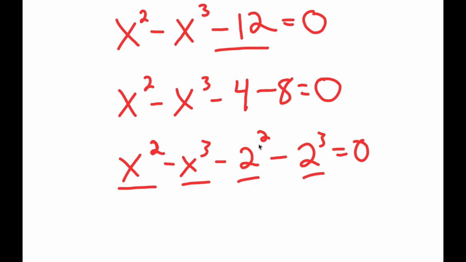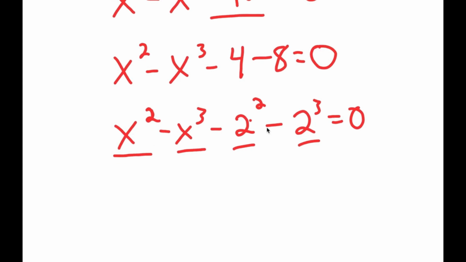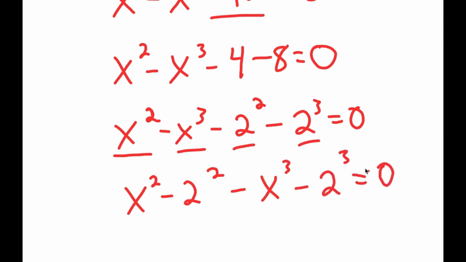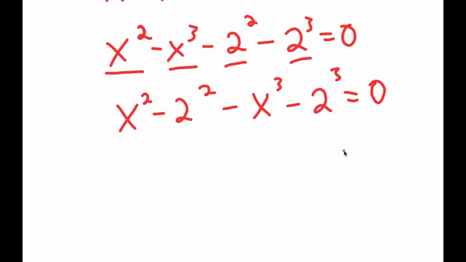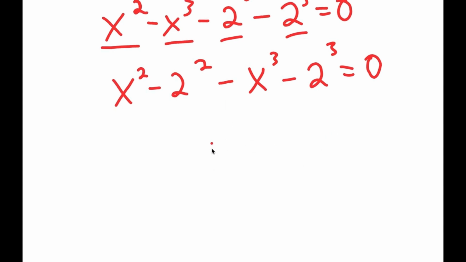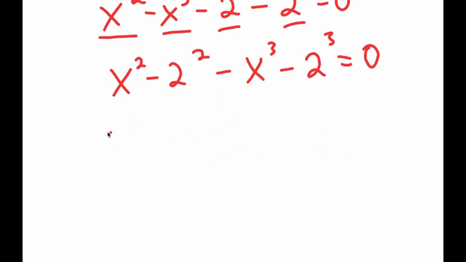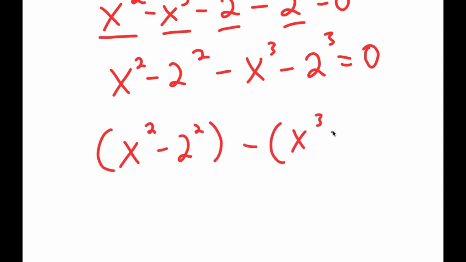And now I'm going to group x squared and 2 squared. So I have x squared minus 2 squared. And then I group x to the power of 3 minus 2 to the power of 3. So I have negative x to the power of 3 minus 2 to the power of 3 is equal to 0. Now, I'm going to put these two both in parentheses. So I have x squared minus 2 squared minus x to the power of 3 plus 2 to the power of 3, because this negative sign distributes.